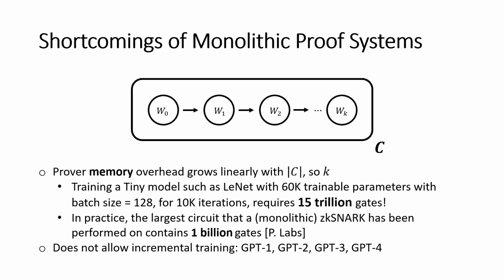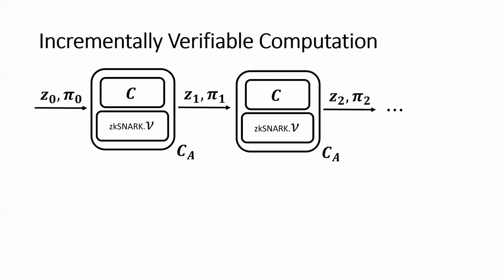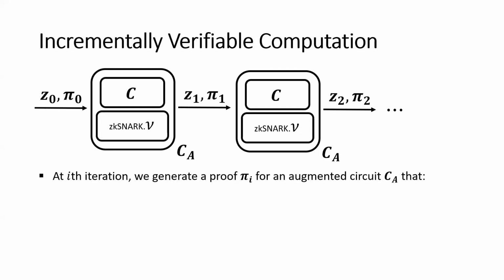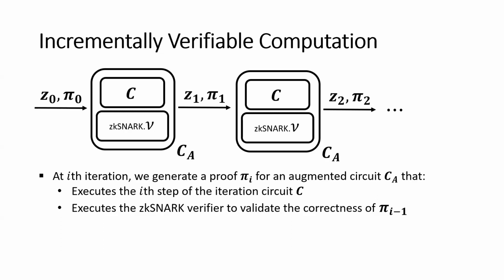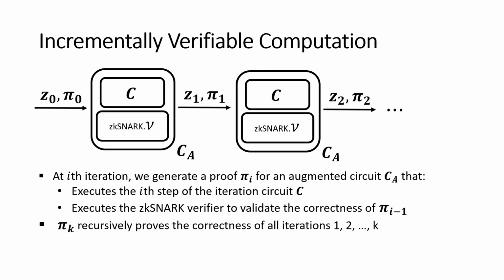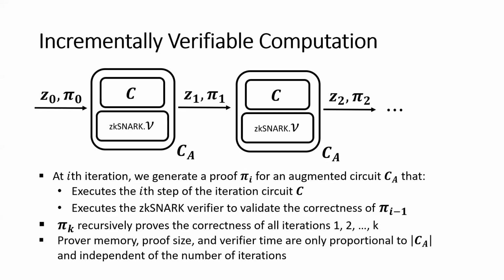And if we just continue updating the model parameters, we need to redefine the circuit and generate the proof from scratch. So instead, we focus on another approach, incrementally verifiable computation, where at each iteration, at the i-th iteration, the prover generates the proof for a circuit that first executes the i-th step of the iteration circuit and also executes some SNARK verifier to validate the correctness of pi_{i-1} and generate a proof pi_i for this augmented circuit C_A. And pi_k recursively proves the correctness of all iterations from 1 to k. This is possible because the proof size and the verifier time of the underlying SNARK are succinct and polylogarithmic in the size of the circuit. And prover memory, proof size and verifier time here are only proportional to the size of the augmented circuit, to 1 iteration, and independent of the number of iterations.